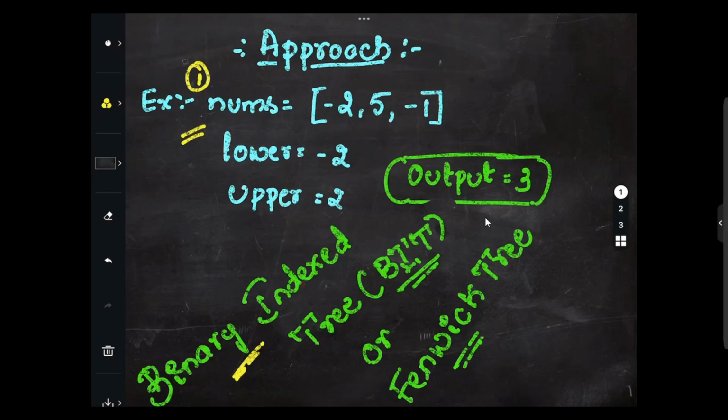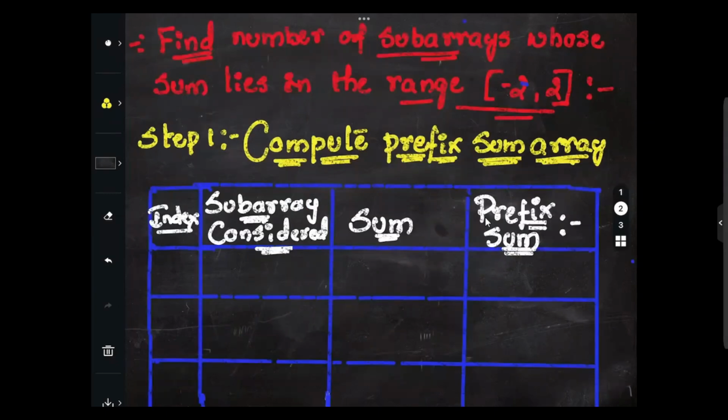So the first example that they have mentioned in the question, that itself I have considered here. The first step, what we have to do here, we have to find the number of subarrays whose sum lies between -2 and +2, because lower they have given -2 and upper they have given +2, right? So we have to calculate the number of subarrays whose sum lies in the range -2 to +2.